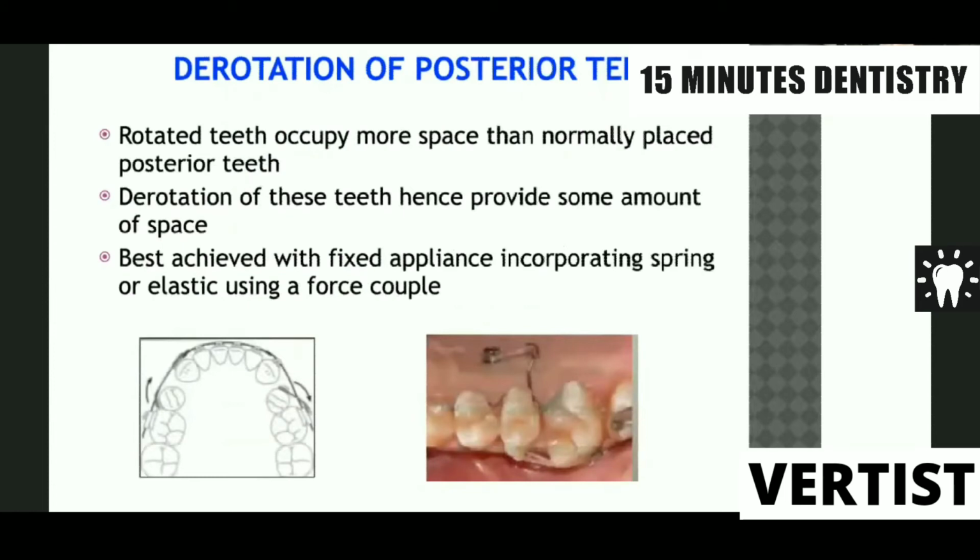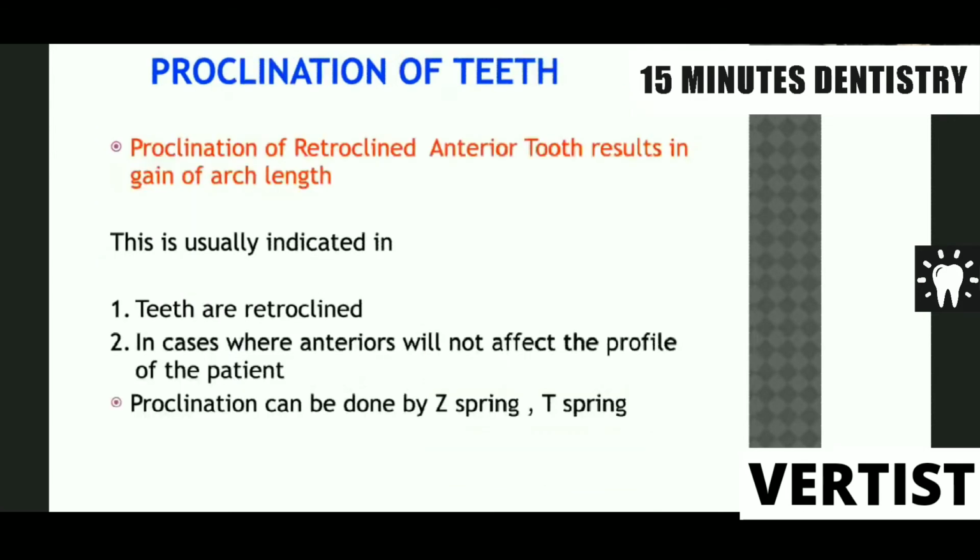Now, rotated teeth occupy generally more space than normally placed posterior teeth. So, whenever we derotate the posterior teeth, we gain some space. Generally, rotations can be corrected and it is best achieved with a fixed appliance, generally incorporating a spring or an elastic, and whenever you use a force couple.